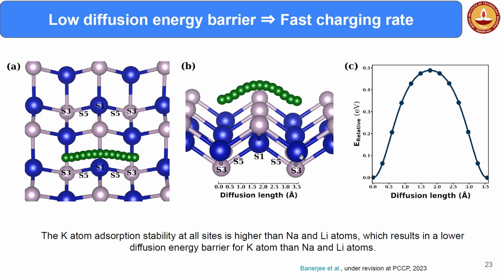I think one of you asked what is the S3 site. So this is how the S3 site would be looking like. It is a little bit down. From there you are actually crossing through this cobalt atom to another S3 site. That's the reason you are seeing this minimal energy barrier.